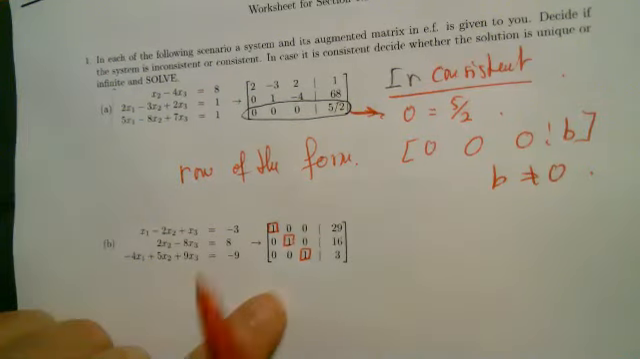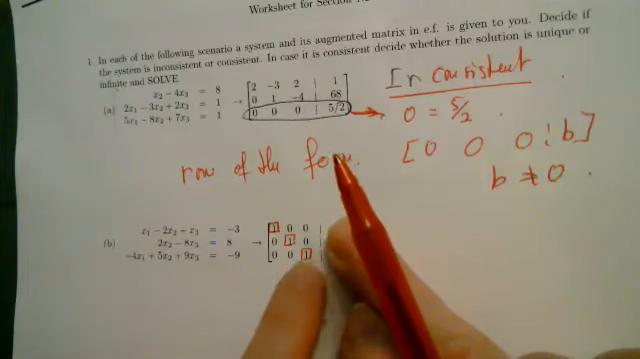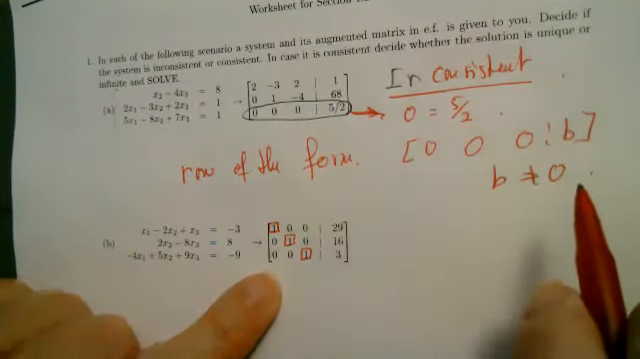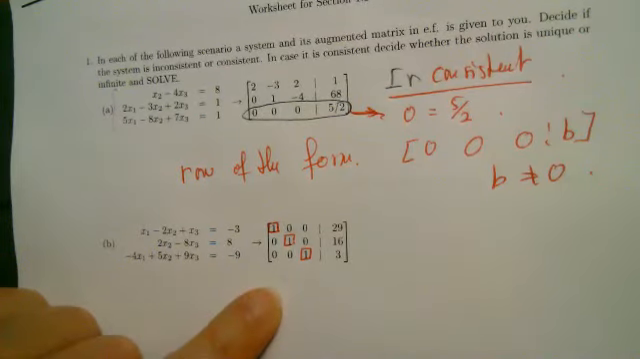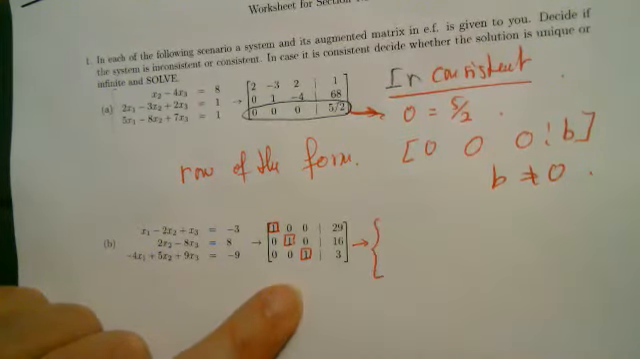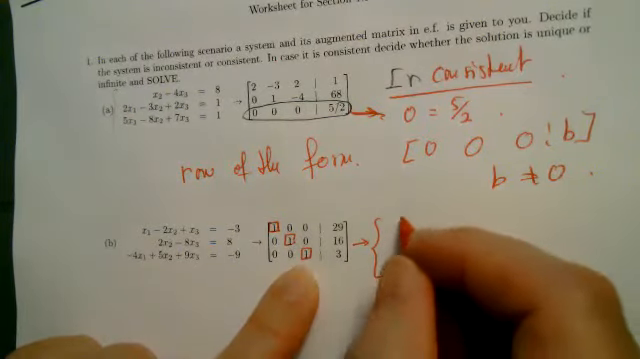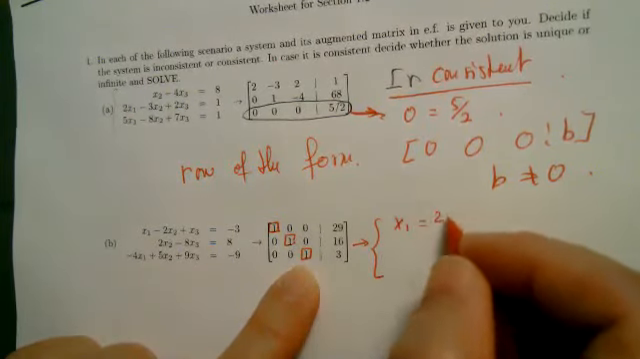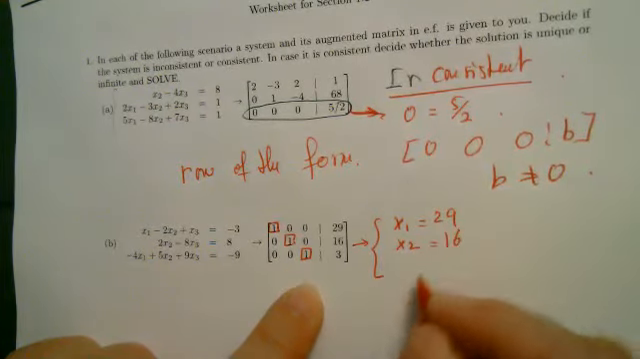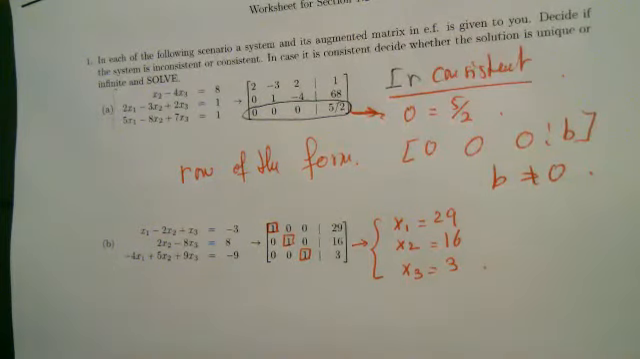Where this usually comes from: if I have a column from the coefficient part that is not leading, that's what causes a free variable. This time everybody's telling me leading, unique, and I agree. If I write the system that corresponds to that, X1 equals 29, X2 equals 16, and X3 equals 3. There is no free variable.